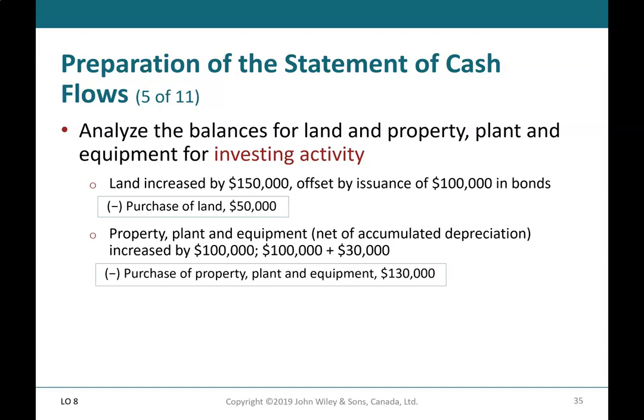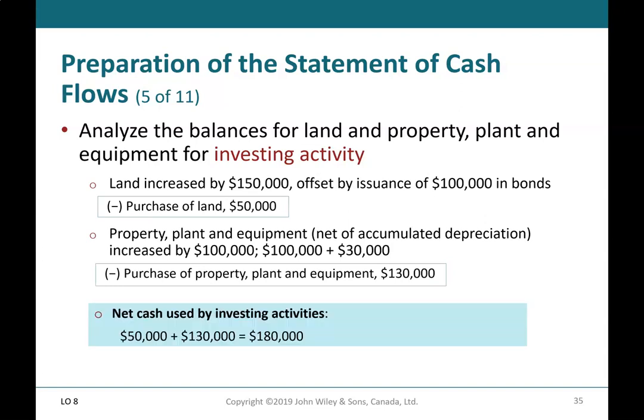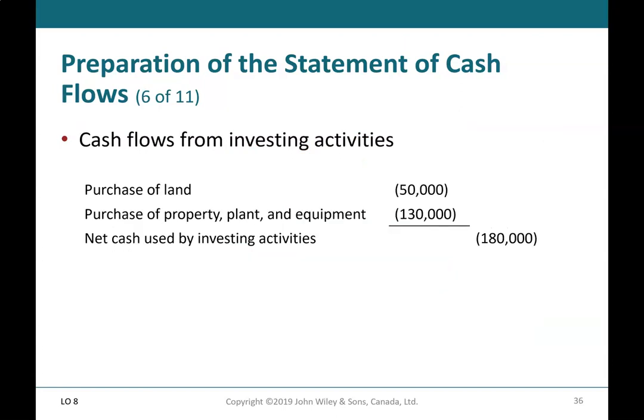Minus purchase of property, plant, and equipment, $130,000. Net cash used by investing activities, $180,000. Preparation of the statement of cash flows, 6 of 11. Cash flows from investing activities. Purchase of land, $50,000. Purchase of property, plant, and equipment, $130,000. Net cash used by investing activities, $180,000.